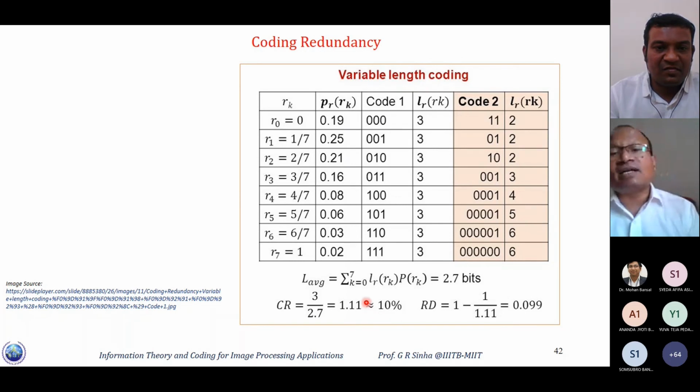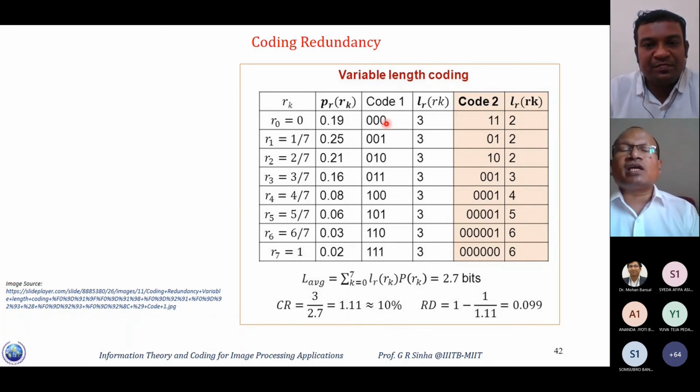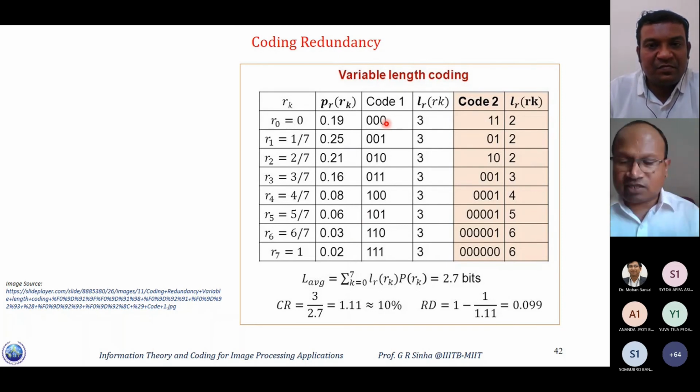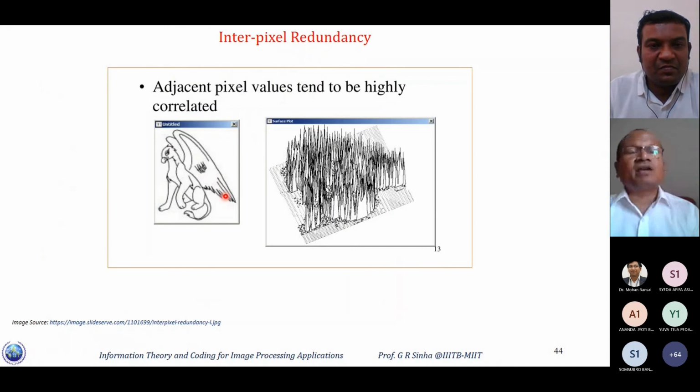Why is it called coding redundancy? This is related with coding. In your coding, you are assigning the same number of bits to all the symbols or all the pixels. So that is not good. And entropy plays an important role here. I have already explained it.